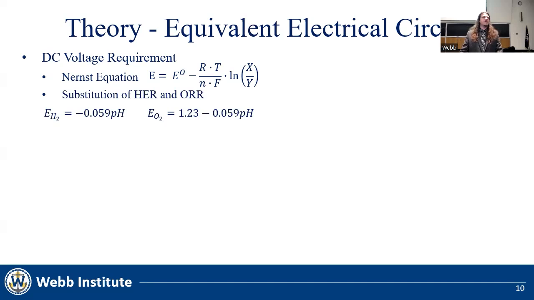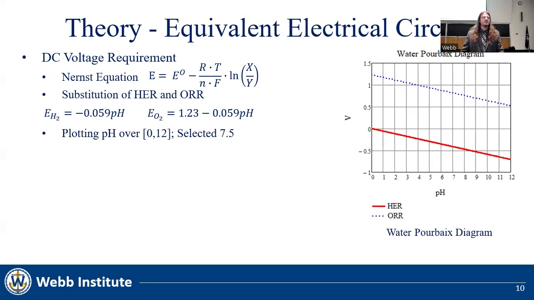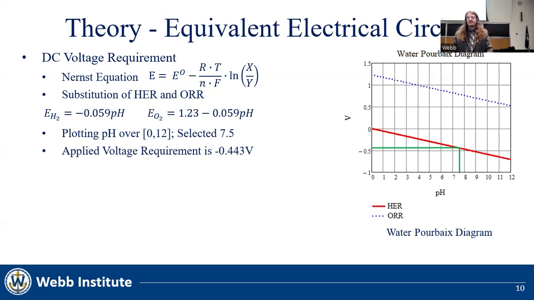By substitution of the HER and ORR as previously shown, the two following formulas are produced. They relate the necessary applied voltage to the pH or acidity of the electrolyte. By plotting these two formulas over a range of pHs from 0 to 12, and producing the figure to the right, where voltage is on the y-axis and pH on the x, and selecting 7.5, which represents the acidity of standard tap water, it was seen that the applied voltage requirement is only 0.443 volts, which any DC power supply should be able to produce.